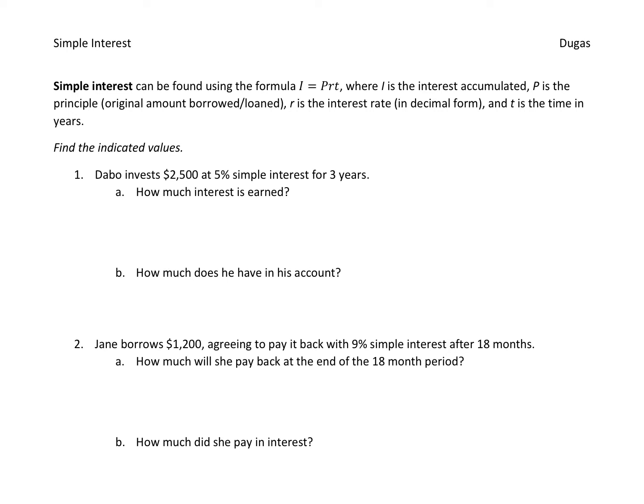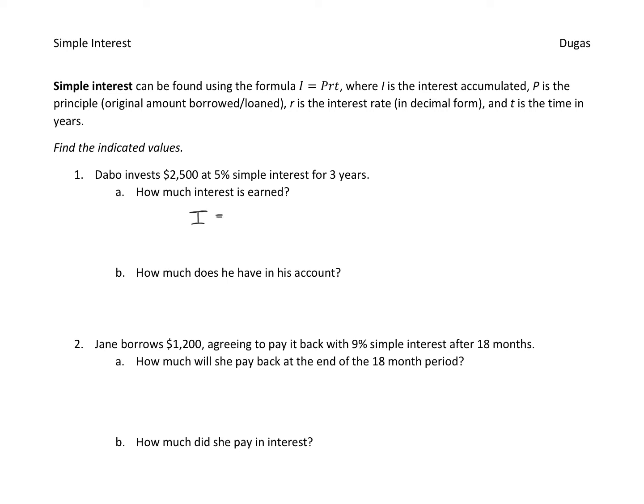So let's look at an example. Dabo invests $2,500 at 5% simple interest for 3 years. So 2 parts. Part A, how much interest is earned? Part B, how much does he have in his account?